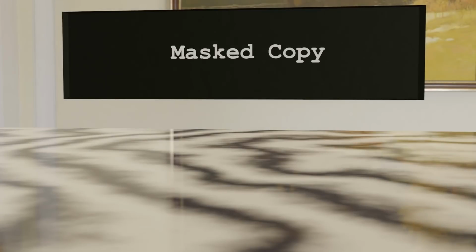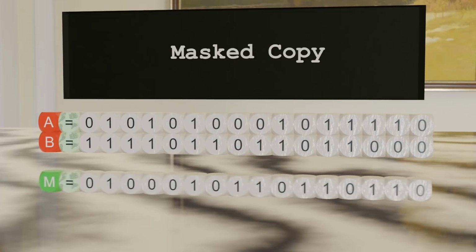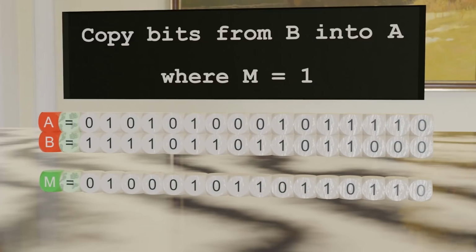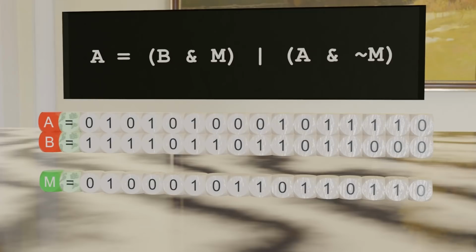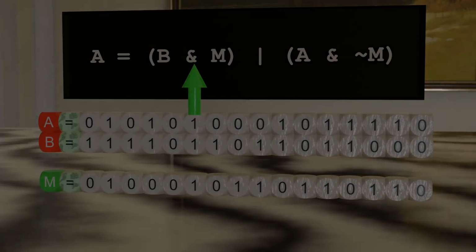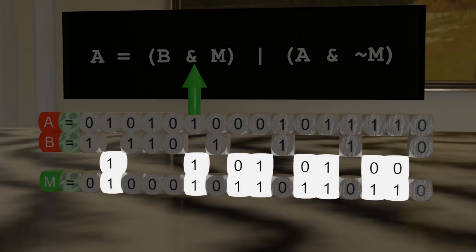This next bit hack is called a masked copy. We have three operands, A, B, and a mask called M. We want to copy bits from B into the variable A, wherever there is a 1 bit in the mask. And then the rest of the bits in the A variable should remain unchanged. The way that we do this is we perform two little expressions and we OR them together. So the first expression that we'll perform is B and the mask. And what this is going to do is select all of the bits from B that correspond to 1s in the mask.